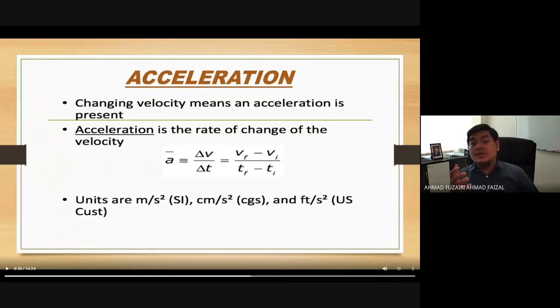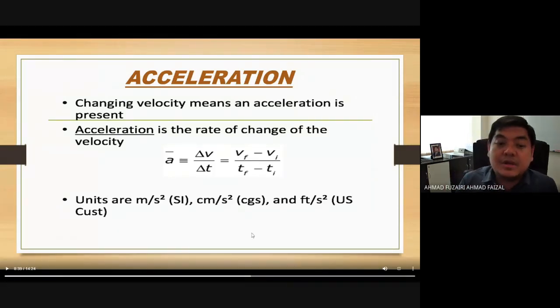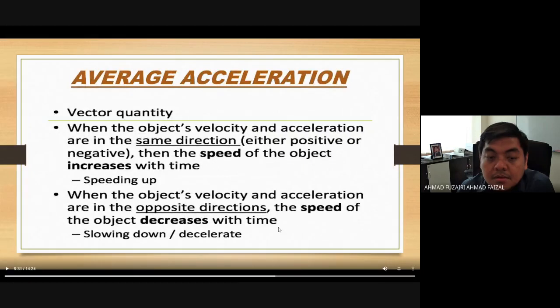So don't get confused with the terms. If you look at the power of the seconds, you must have a second square, or maybe hour square or minute square. All of that will give you an acceleration, because acceleration is the rate of change of the velocity. Of course, the average acceleration is a vector quantity.